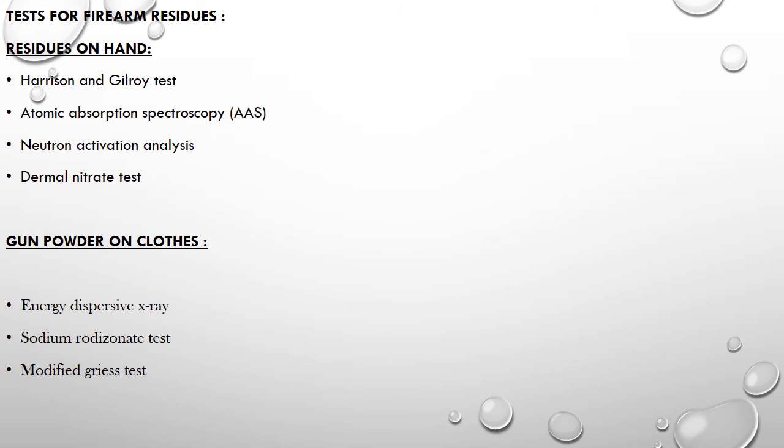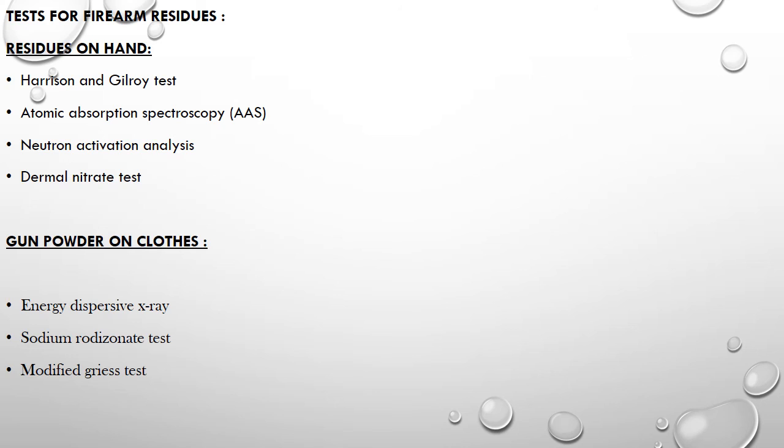Tests for firearm residues. These tests will help you in identifying the accused person. You can collect samples from the suspected person and send them to laboratory, and they will give some information whether he is the accused or not.